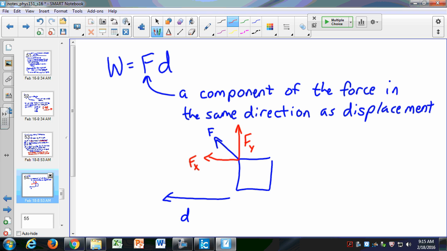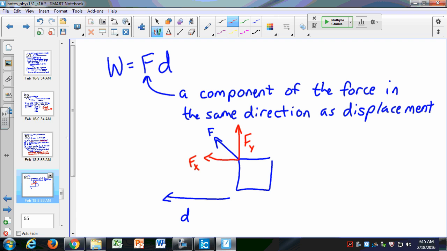It's 0 because the displacement in the y direction is 0. However, this force is doing work because I have a force in the x direction and a displacement in the x direction. So when I say that the work is equal to the force times the displacement, the force and the displacement have to be in the same direction. Or, as we'll see, the force and the displacement can be in opposite directions. But I'll point that out in just a second.